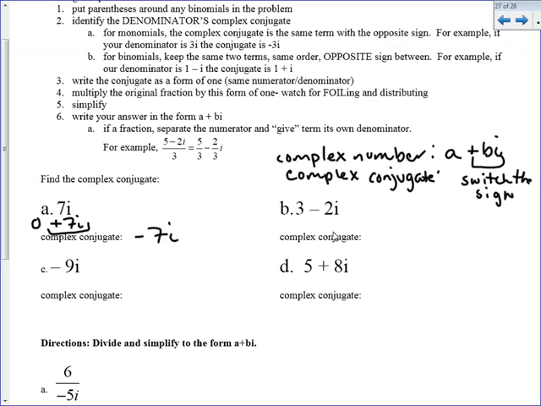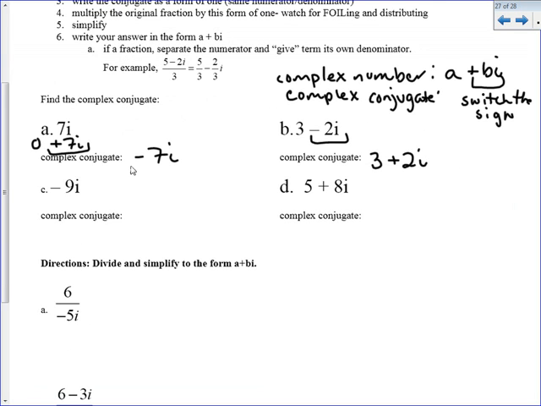If I look at b, this would be my original denominator. To find its complex conjugate, all I do is take the imaginary term and switch the sign. So the complex conjugate of 3 minus 2i is 3 plus 2i. If you can remember to change one sign and you know how to multiply, you can divide. So if my original denominator, we're always going to be going on denominators, was negative 9i, what's the complex conjugate?